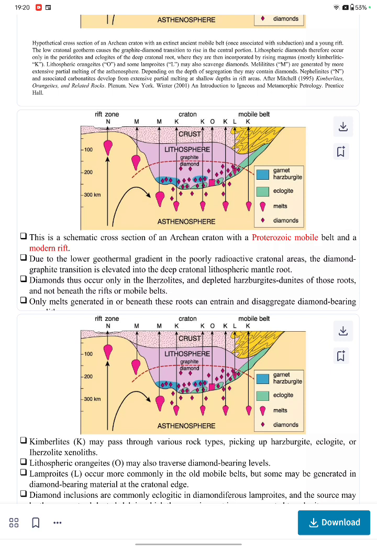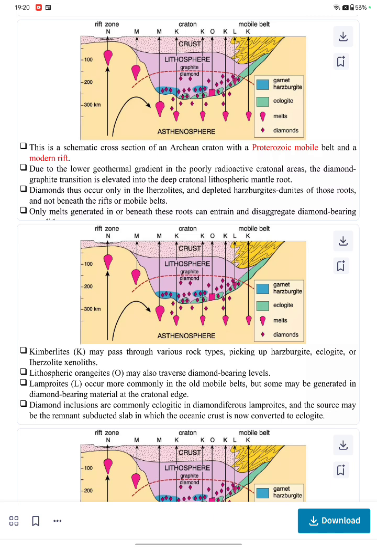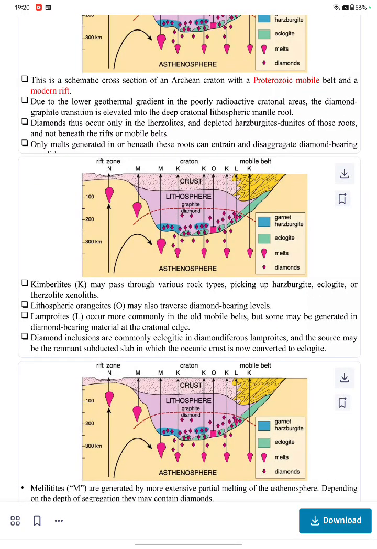Due to the lower geothermal gradient in the poorly radioactive cratonal area, the diamond-graphite transition is elevated into the deep cratonal lithospheric mantle root. Diamonds occur only in harzburgite and depleted harzburgite dunites of this root, and not beneath the rift or mobile belts. Only melts generated in or beneath this root can entrain and disaggregate diamond-bearing rock.